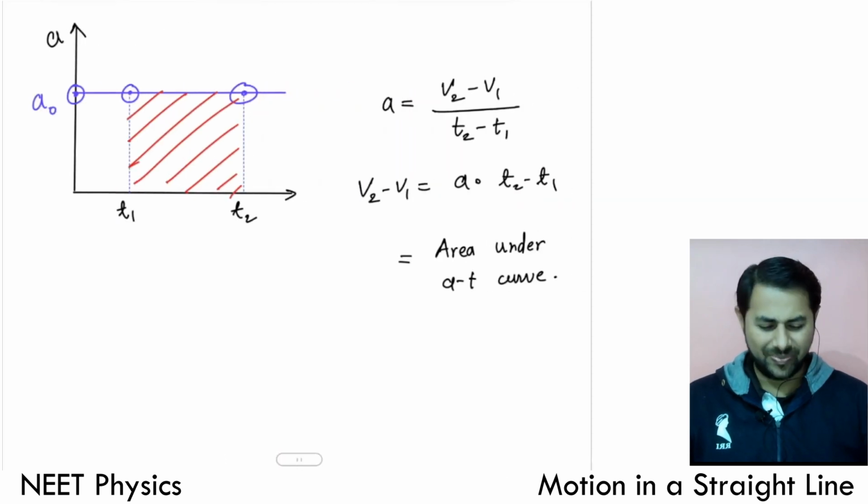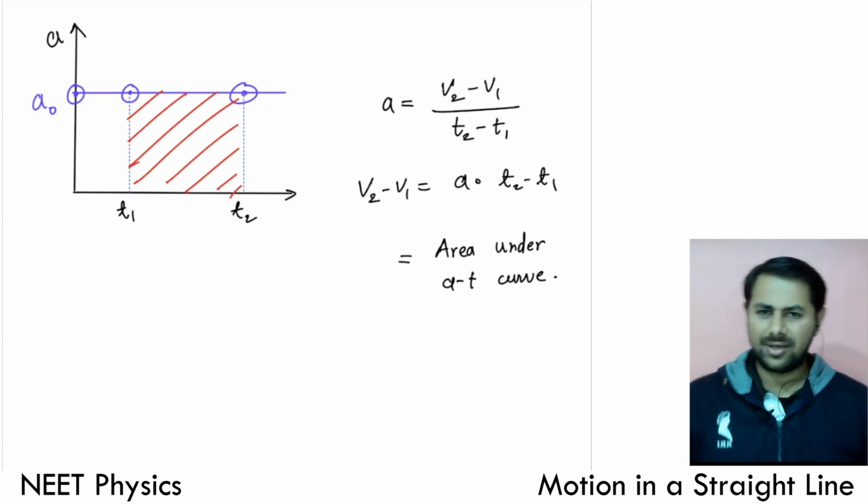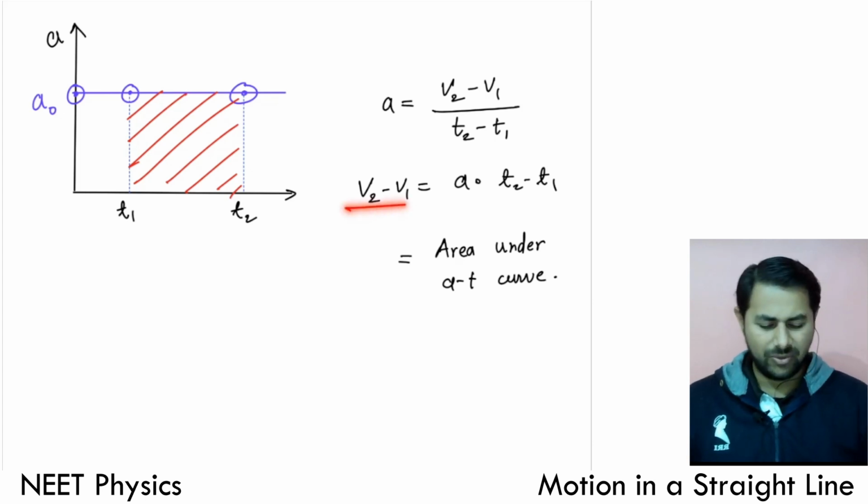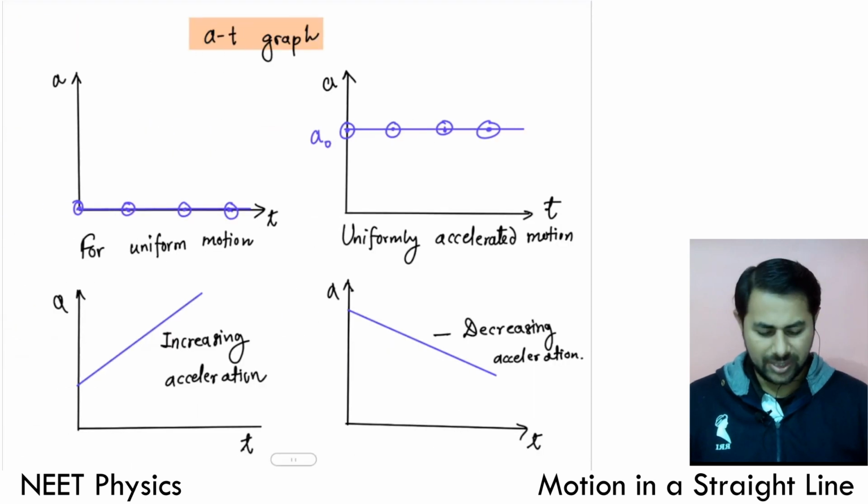Okay, good. And then what do we get from the acceleration versus time graph? So if we find out the area under the acceleration versus time graph, we get the change in velocity. Which graphs? These graphs? Yes, sir. Increasing acceleration. Uniform motion and uniformly accelerated motion.